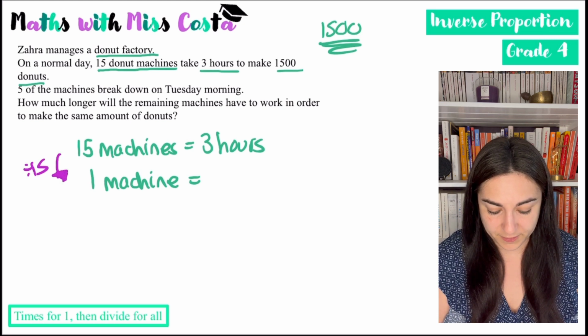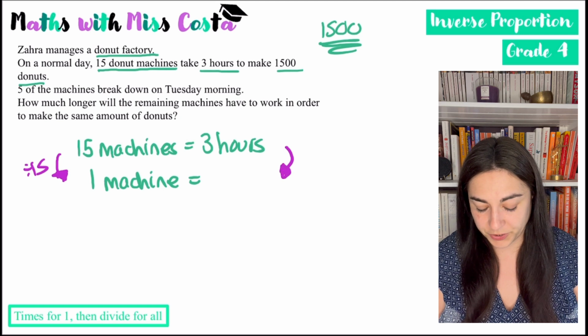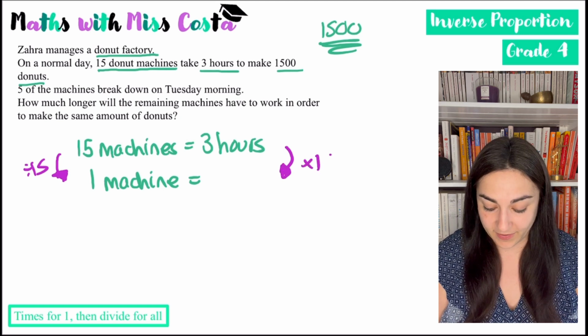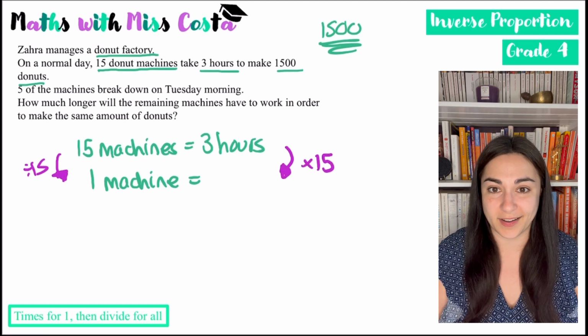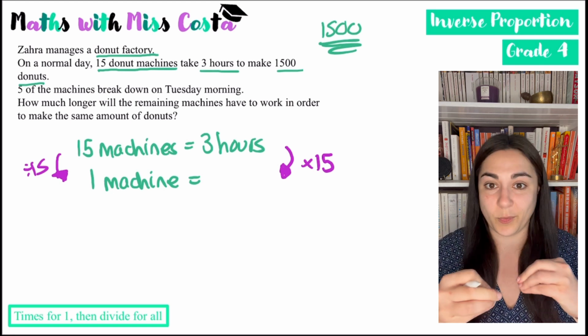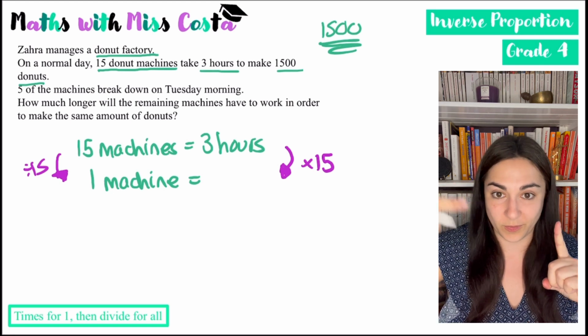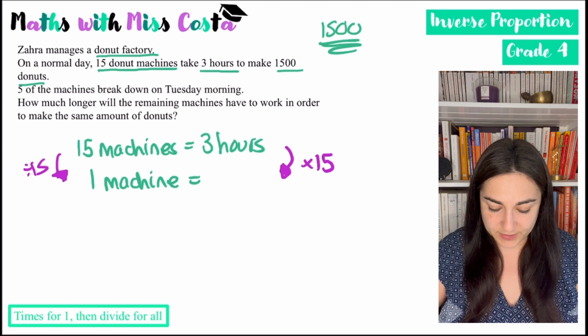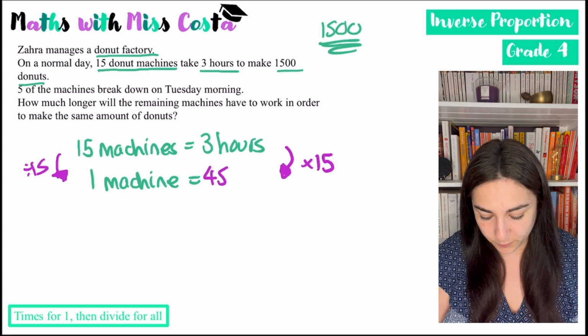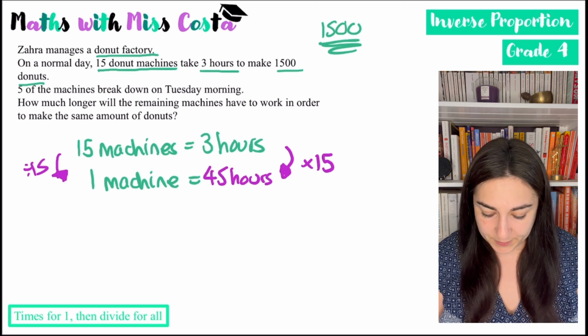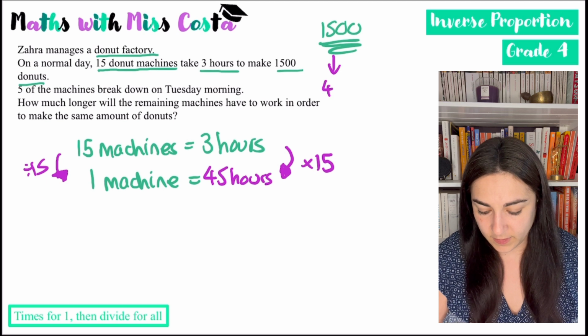I divide by 15, and because it's inverse proportion, I'm going to have to do the opposite to the other side because it actually means it's going to take longer. If 15 machines are busy working away, one machine is only going to be doing one share. So 3 times 15 is 45. So it would take one machine 45 hours to make this.